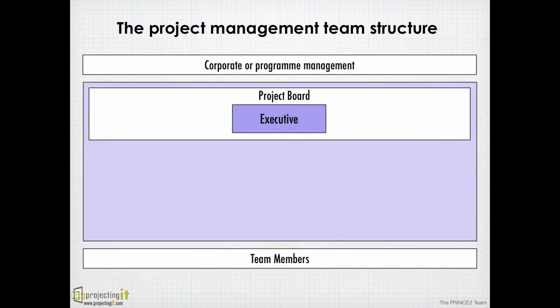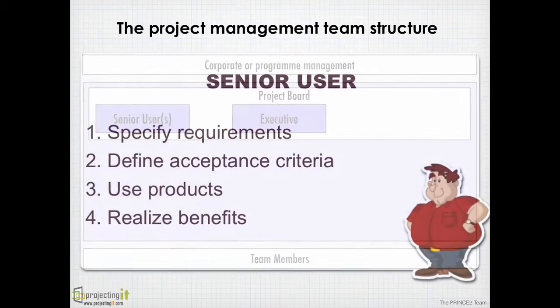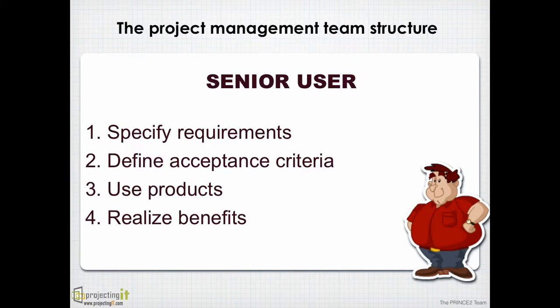The executive is supported by the senior user. The senior users are basically the people who are going to use the products delivered by the project. So when I implement a CRM system, the business units or the people working in those units who are going to use the application are the users. Somebody who represents them on the project board is a senior user.